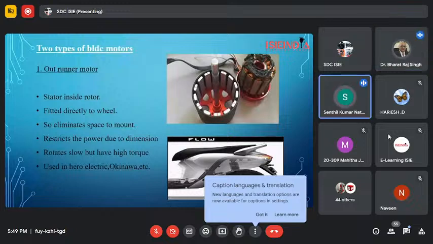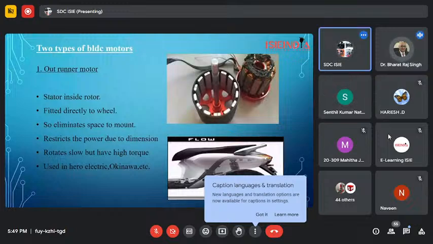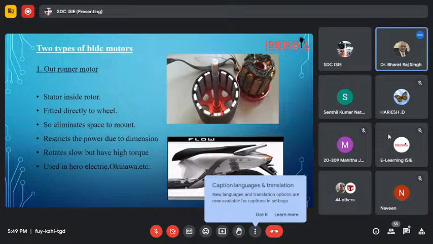Thank you. So the wheel will be attached to the rotor, and the stator will be attached to the chassis of the vehicle. Is it so? Yes, exactly. That is fixed. You have already given the example of a cycle. Yeah, in a cycle the axle is always fixed, and the wheel rotates over that. Okay.